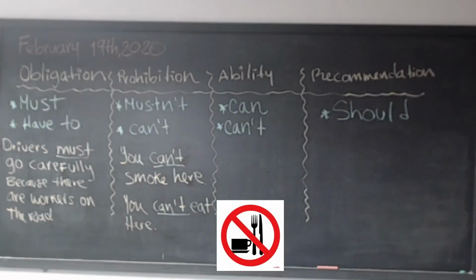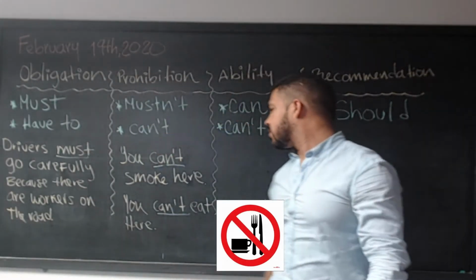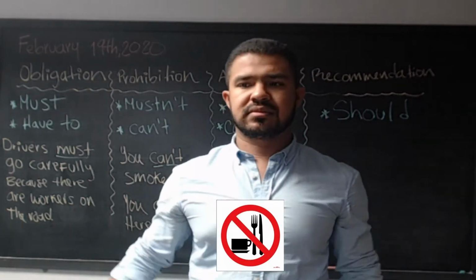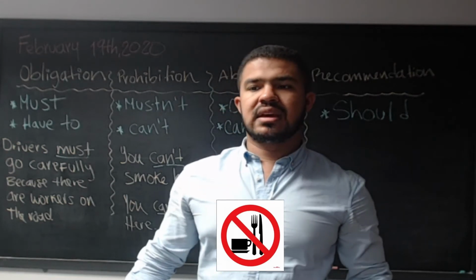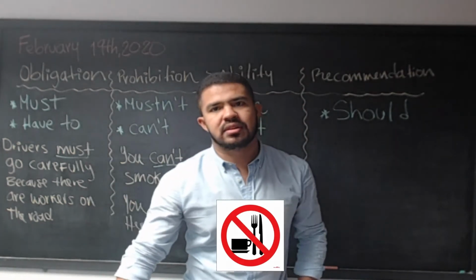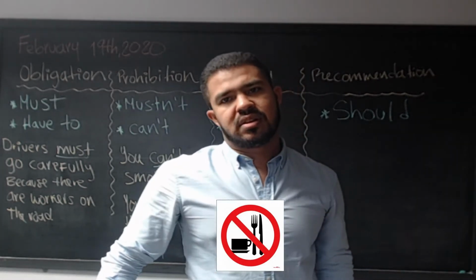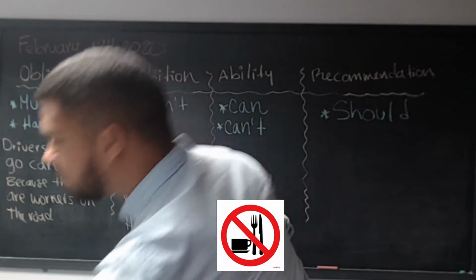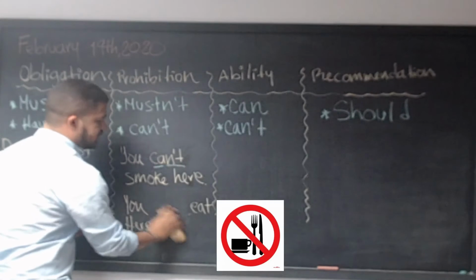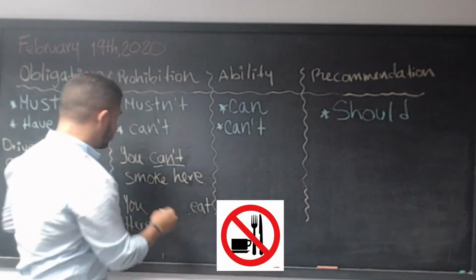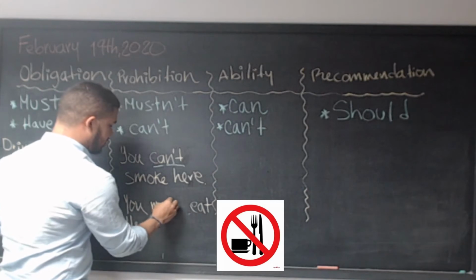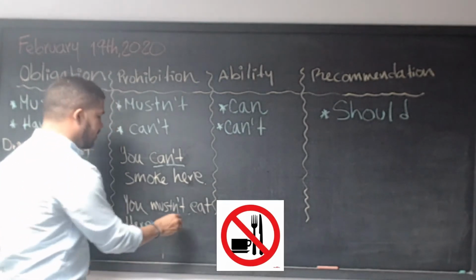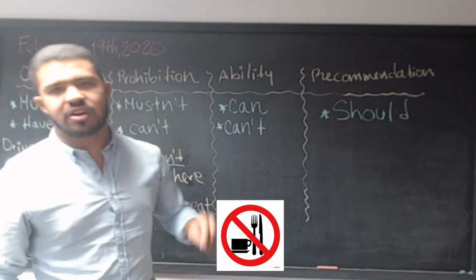Sorry, I just need to pick up. All right. So Isabella, the same example. Benjamin, they can't eat in this place. Very good. Natalia, I mustn't eat. Very good. That's another expression. So you can use can't or mustn't. You mustn't eat here. Okay, very good.